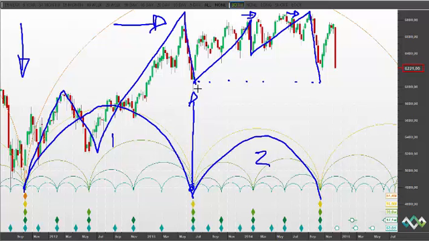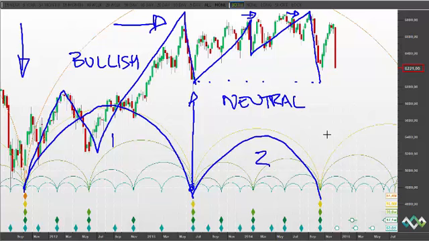So we have a move from a bullish cycle to a neutral cycle. And the next cycle is expected to be what? Well, it's expected to be less bullish. Less bullish than neutral is simply a nice way of saying bearish. So I am expecting a bearish cycle to happen over here.